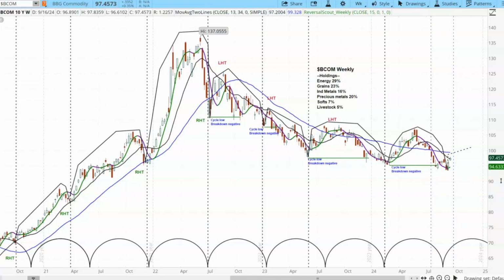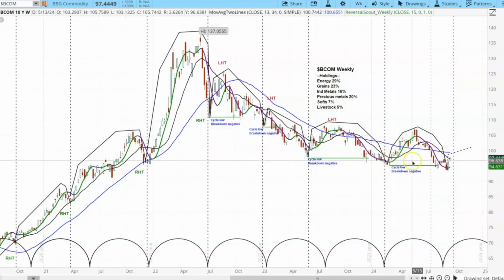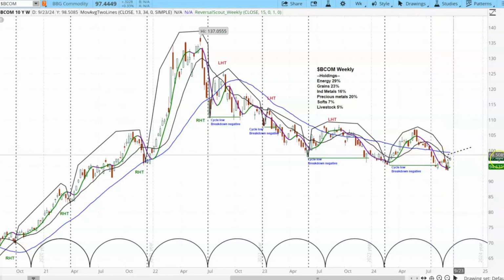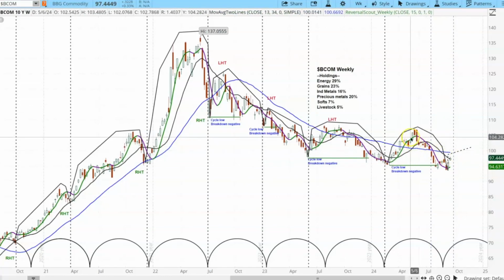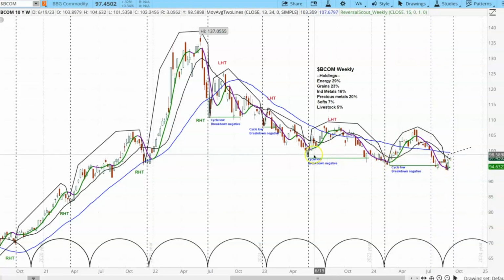So the expectation, when you have a left-hand translation, is that the next cycle will not achieve a higher peak. This one got close, as you can see right there, and the translation in here is pretty neutral. So it tells us there's some kind of potential bottoming going on, but it is still negative. And you can see in here the reversal scout right there is still negative and then turning upward. So when it turns upward, it gives us the warning of the bottom in there.